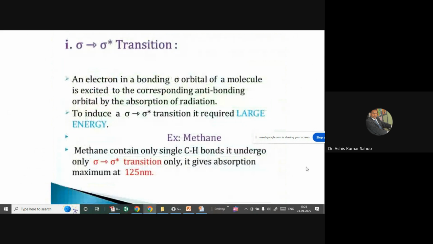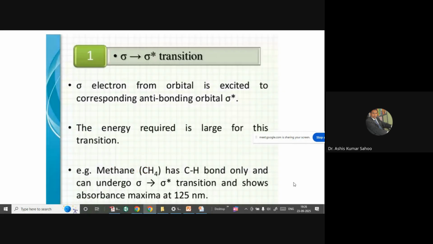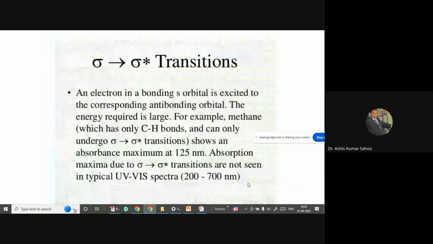Sigma to sigma star transition occurs when an electron in a bonding sigma orbital of a molecule is excited to the corresponding anti-bonding orbital by absorption of radiation. Sigma to sigma star transition occurs majorly in saturated hydrocarbons, because only sigma bonds are possible there. Here we get a lambda max of 125 nanometers. It is possible in methane or C-H bonds only, where saturation of bonds is required.